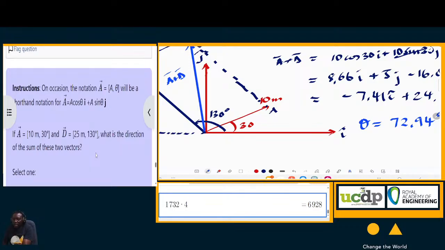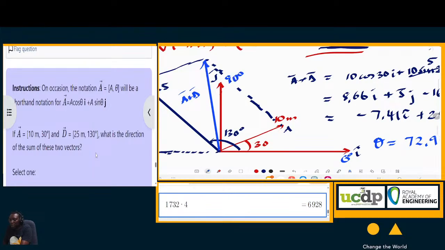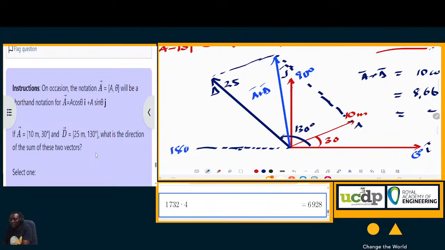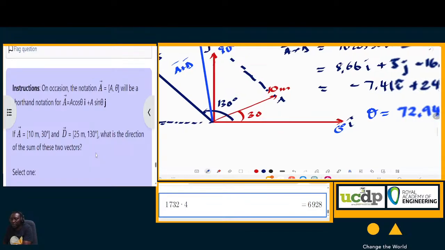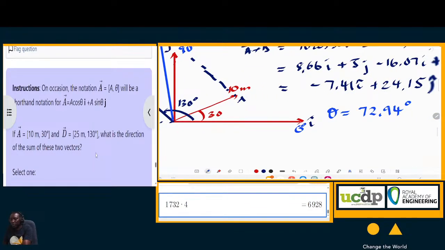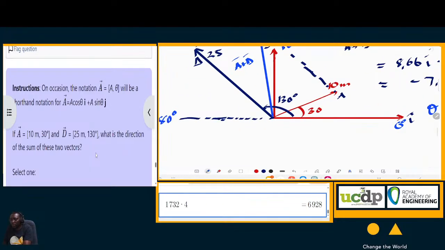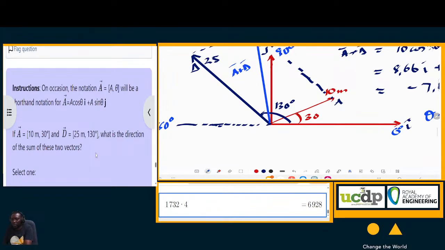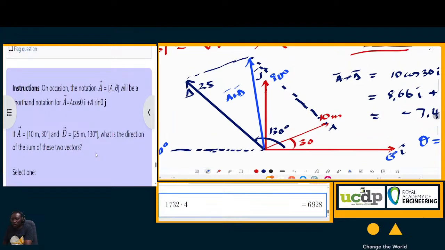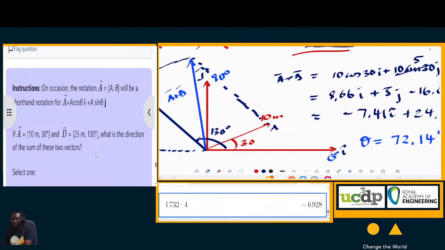Because if it's 72.94, is this 72.94 from the, because you have 0 degrees there. This is your 90 degrees, this is ideally 180 degrees. Actually, it's 72.94 from the 10-meter line to the final vector line, to the vector sum. So if it's with respect to the zero, we add 30 to it, we get 102.